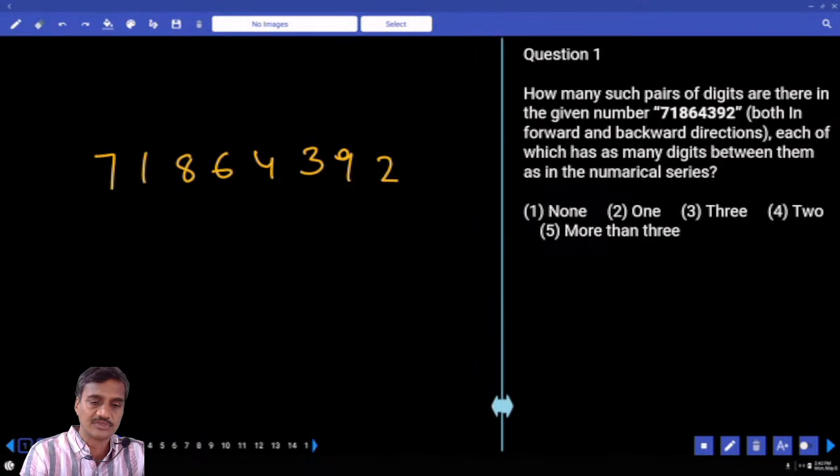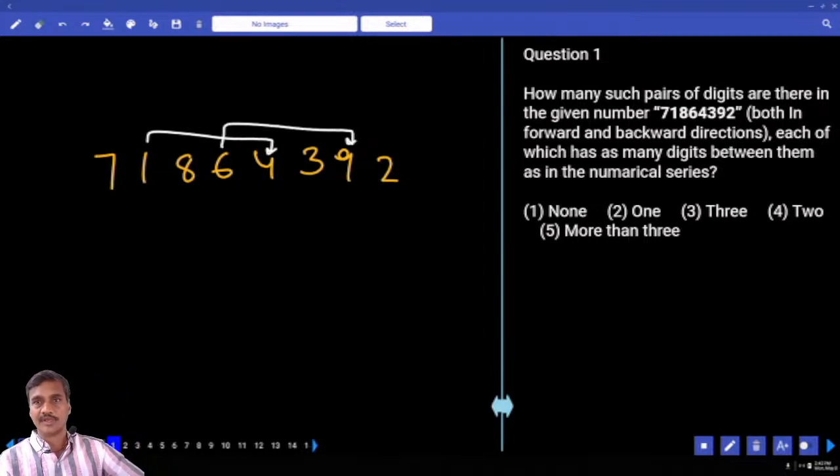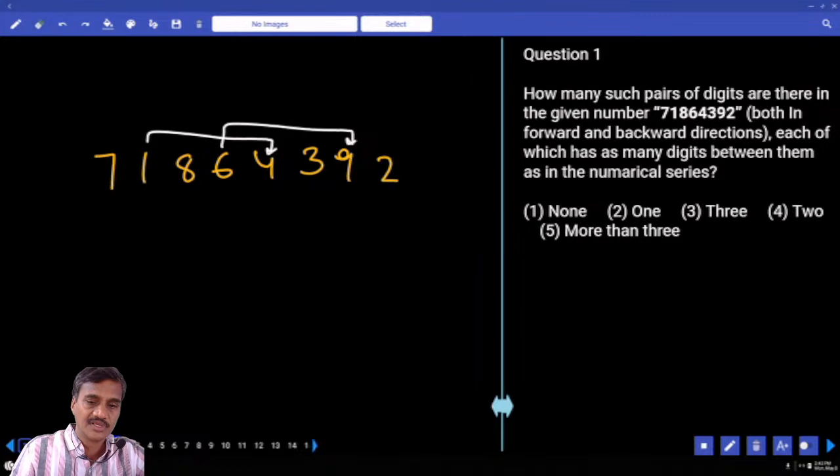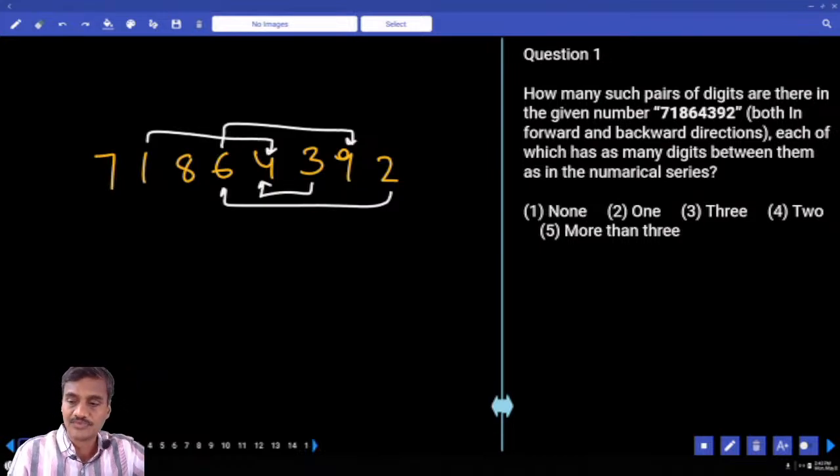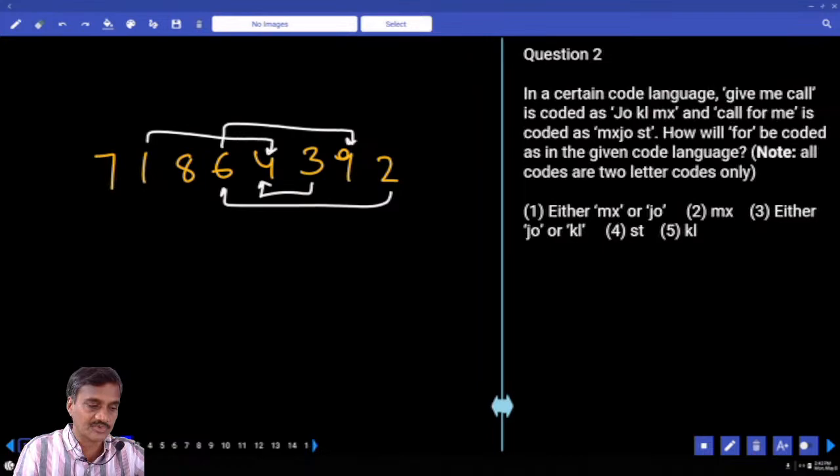7, 8, 9, 1, 2, 3, 4. 1, 2, 4 is 1. 5, 6, 7, 8, 9. 6, 7, 8, 9. 6 to 9, there is one more. And 4, 5, 6, 7. 3, 4, 5, that's it. And 2 pairs are there from left to right. Again in reverse, 2, 3, 4, 5, 6, 7, 8, 9. And next one 9, 3 and 4. 3, 4, 5, 6, 7, 8. 4, 5, 6, 7, 8. 6, 7, 8, 9. 8, 9. Hence, how many are there? 4. 4 more than 3, choice for question number 1.